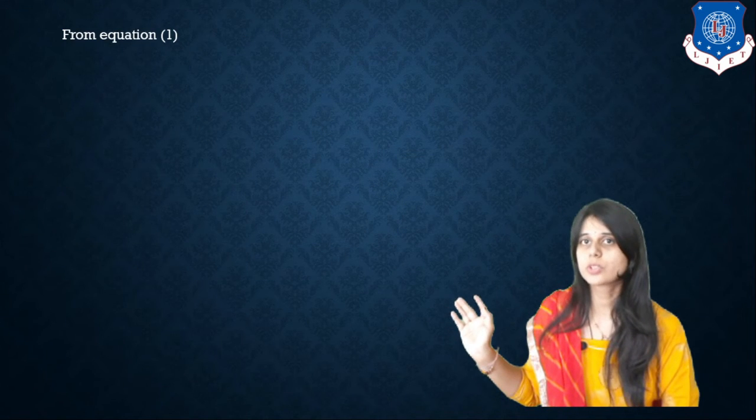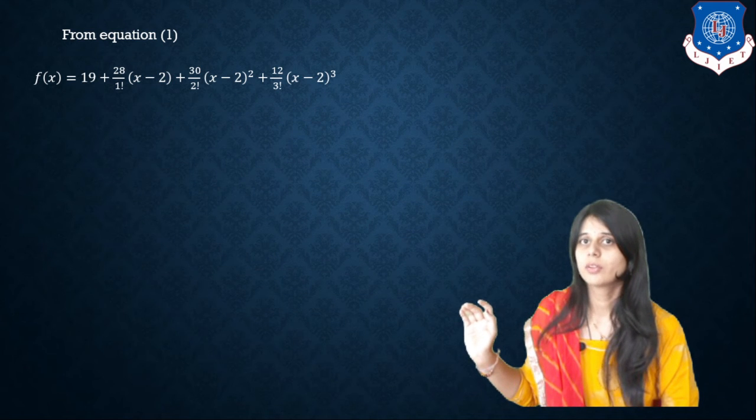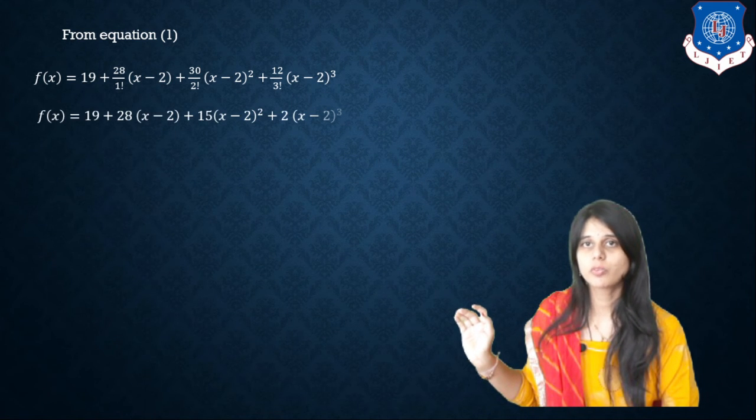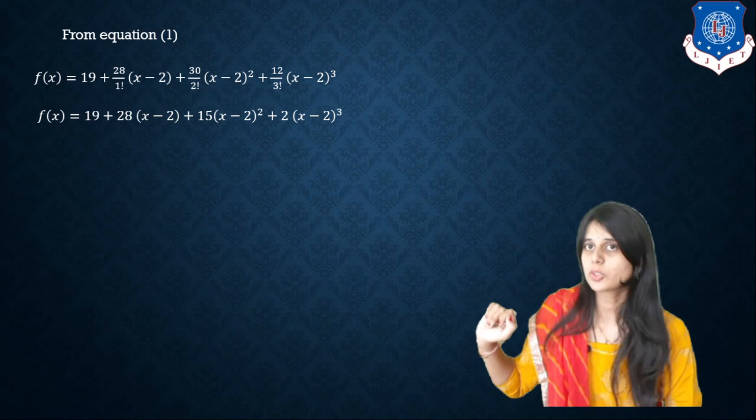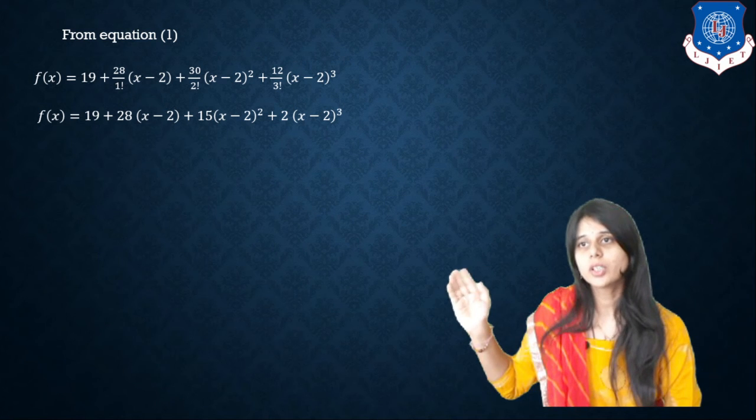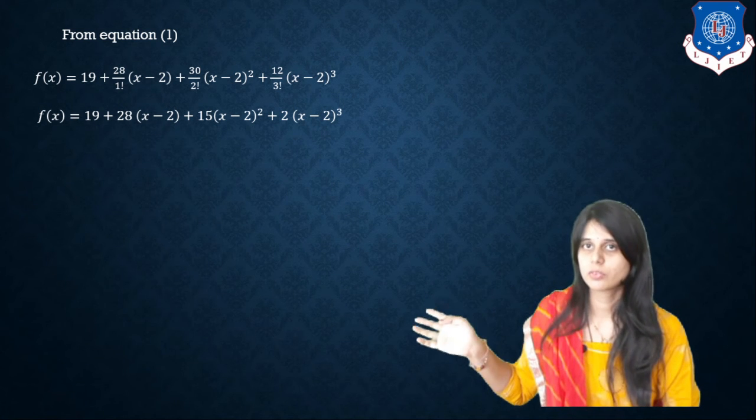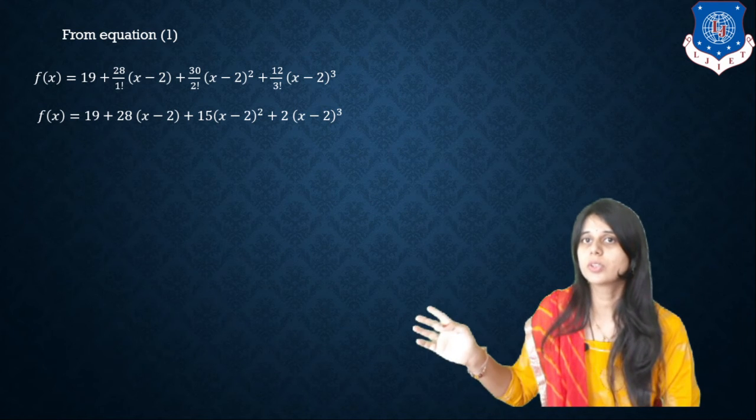Put all the values in the power series of the Taylor form, then we get 19, plus 28 upon 1 factorial times x minus 2, plus 30 upon 2 factorial times x minus 2 whole square, plus 12 upon 3 factorial times x minus 2 whole cube. Removing denominators, we get the same as the first example. So this is the power series, the Taylor series of the function.